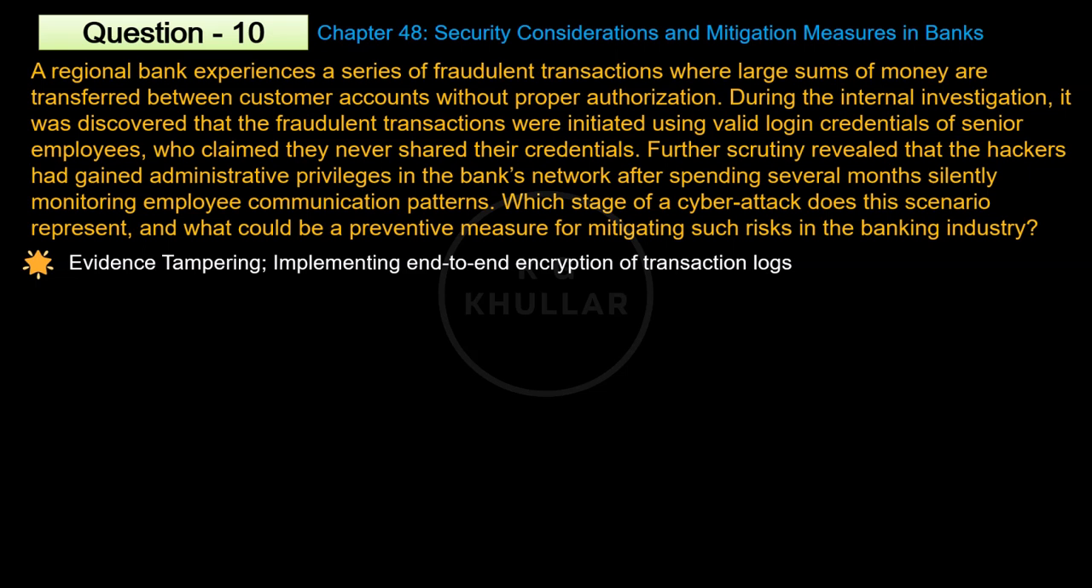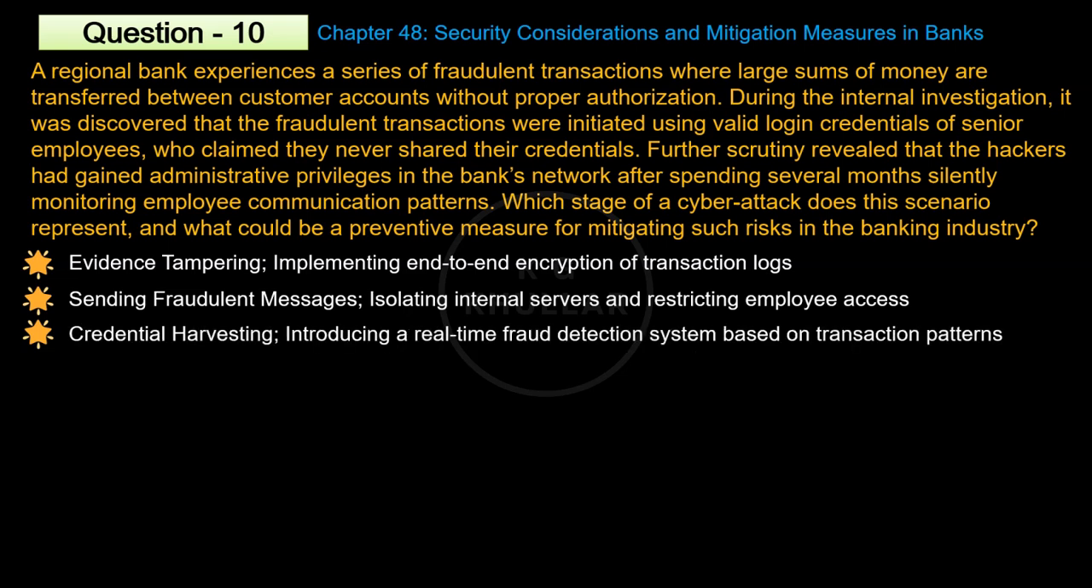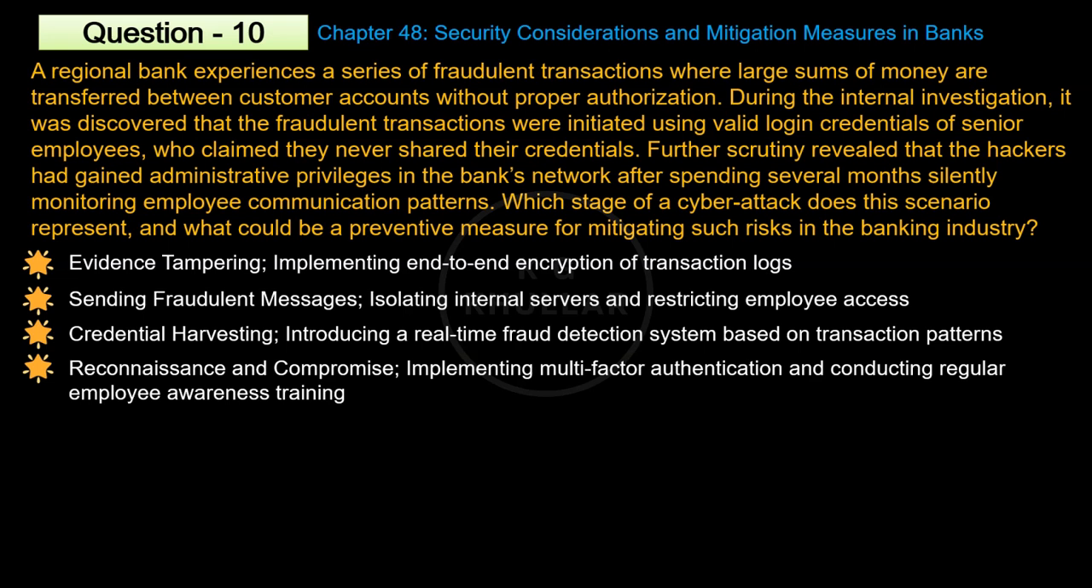And these options are given to you. That is, first option is evidence tampering, and the measure is implementing end-to-end encryption to transaction logs. Then second option B is sending fraudulent messages, and the measure is isolating internal servers and restricting employees' access. Then third option C is credential harvesting, and the measure is introducing a real-time fraud detection system based on transaction patterns. And last option D is reconnaissance and compromise, and the measure is implementing multi-factor authentication and conducting regular employee awareness training.